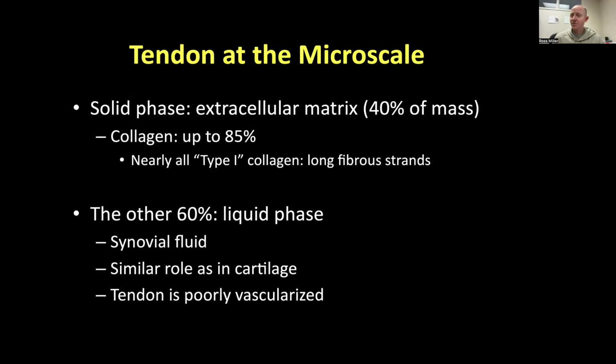Like many tissues, tendon has a solid phase and a liquid phase. That solid phase is the extracellular matrix, so the solid stuff extra or in addition to the cells, similar to cartilage there. That solid phase makes up about 40% of the mass of a typical tendon. Up to about 85% of that 40% is collagen. So just like cartilage, there's a lot of collagen in it.